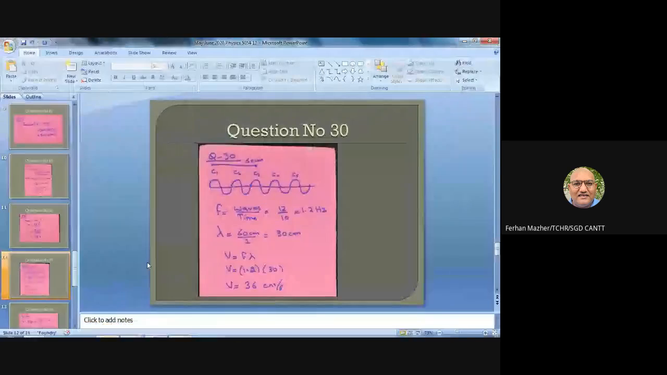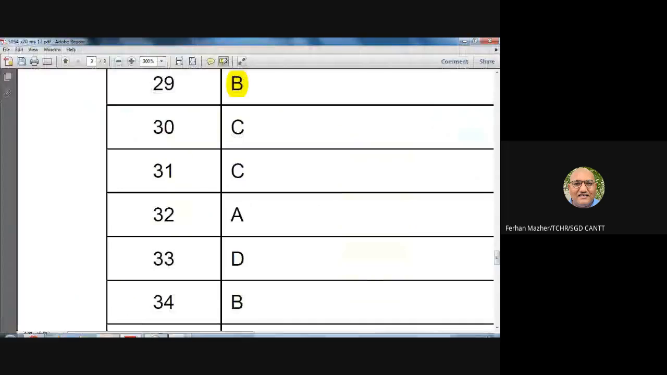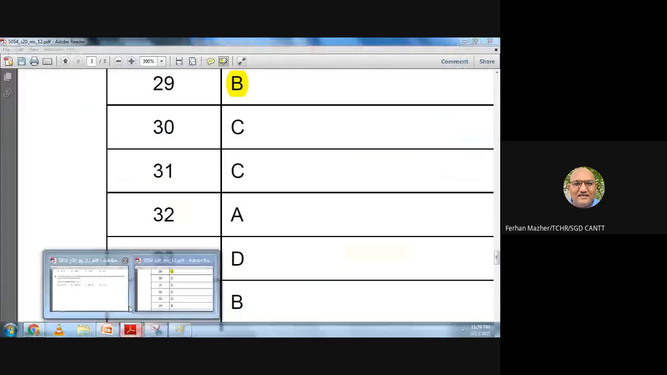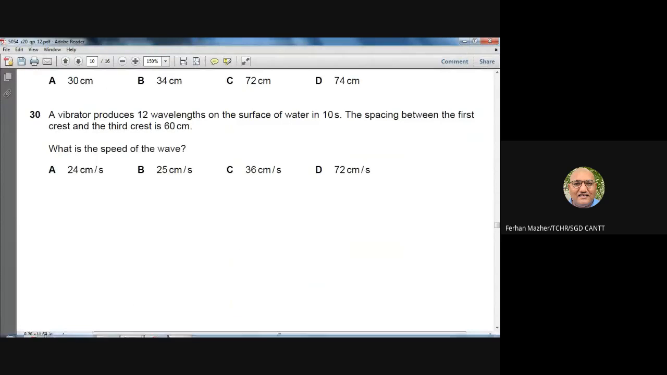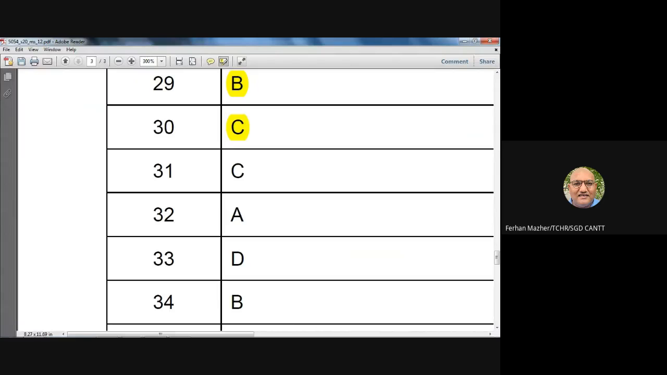What was the answer? 36 centimeters per second. So where is the answer? C. Question number 30, C looks the best option. C.